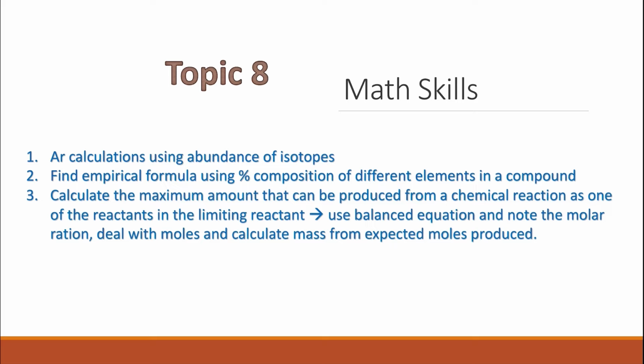Usually when you do this calculation, you need to convert everything into moles first. Use the balanced equation to see the molar ratio between the reactant and the expected product, and then calculate the number of moles of the product, and then convert the moles into a mass.